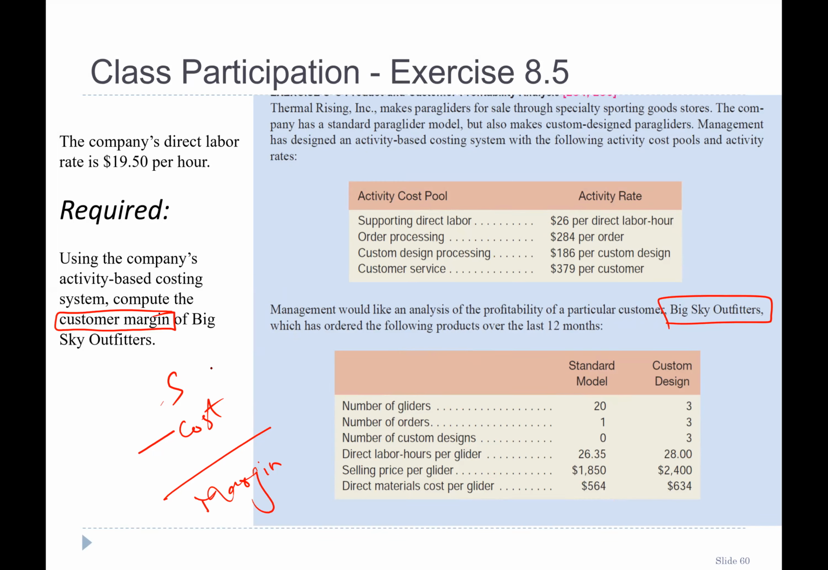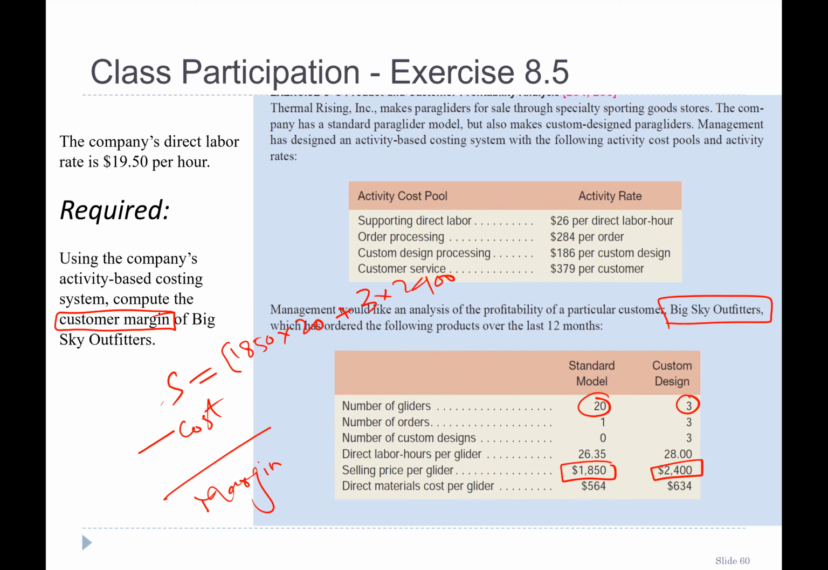So how do we calculate the sales? He gave the number of gliders, he ordered 20 and 3 customs, right? Selling price is 1,850 and for custom 2,400. So sales are going to be 20 times 1,850 plus 3 times 2,400, right guys? Yeah. So now we need to deduct all the costs.